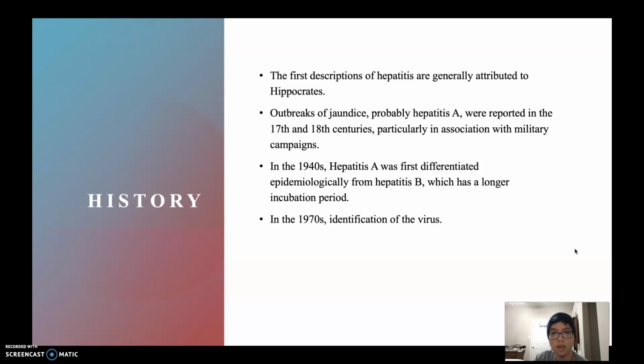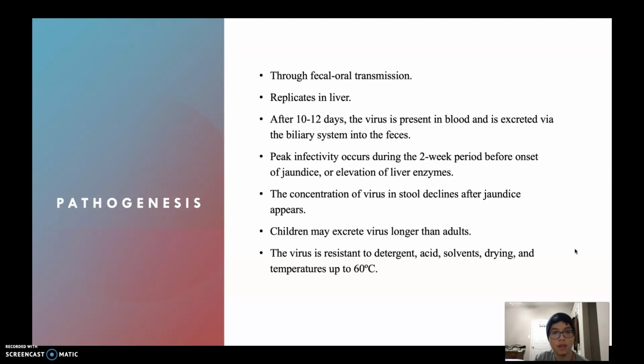And in the 1940s, hepatitis A was first differentiated from hepatitis B, which has a longer incubation period. In the 1970s, identification of the virus and the development of serologic tests helped differentiate hepatitis A from other non-B hepatitis. The pathogenesis. The infection is acquired by mouth, i.e. through fecal-oral transmission.